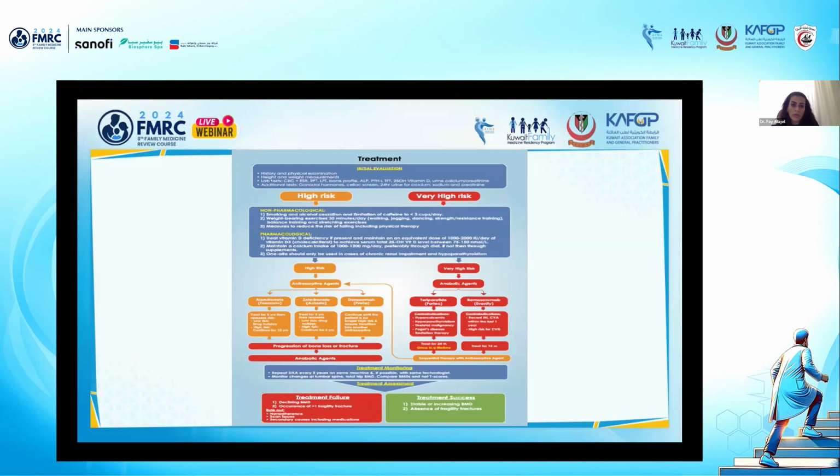Non-pharmacological treatment includes smoking and alcohol cessation, limitation of caffeine to 3 cups a day, weight-bearing exercises, and measures to reduce the risk of falling at home, which is very, very important. This includes rugs with loose ends, loose rugs, wet floors, rails for the elderly, and rough floors in the bathroom.